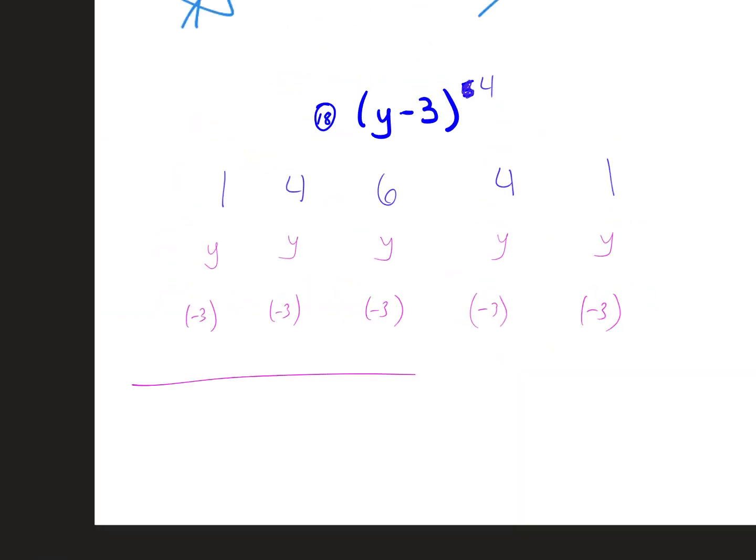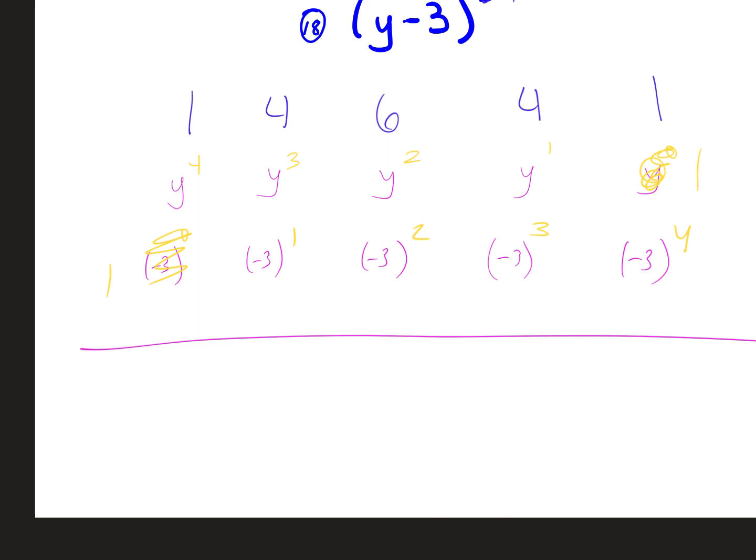So now how do I write my exponents? So 4, 3, 2, 1, 0. Cross that out, put a 1. My bottom row starts from 0, so 0, 1, 2, 3, 4. That setup took us less than 30 seconds. And now I like to go ahead and simplify before I multiply.